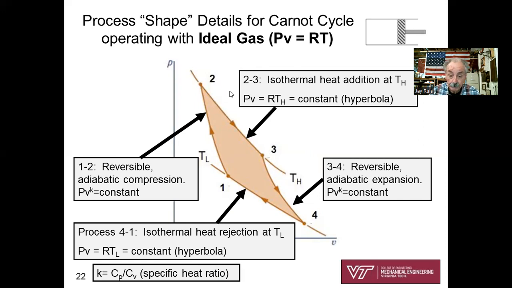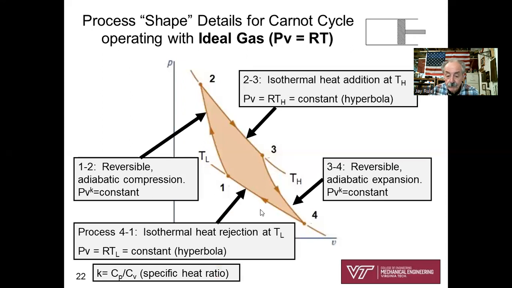That's right out of high school. Okay. Process 3 to 4, reversible adiabatic expansion. It turns out, and we don't have time to derive it here, that for a reversible adiabatic process with an ideal gas with constant specific heat, one can show that PV to the K power is constant. So this is like a steep hyperbola, steeper than a regular hyperbola because you've got V to the K.